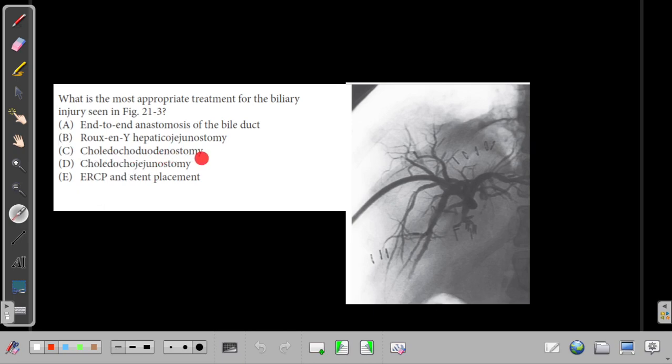Choledochoduodenostomy, you will benefit nothing. This is far away from the problem. Choledochojejunostomy, the same. ERCP and stent placement, not possible. What is possible is Roux-en-Y hepaticojejunostomy. Okay, go for B.